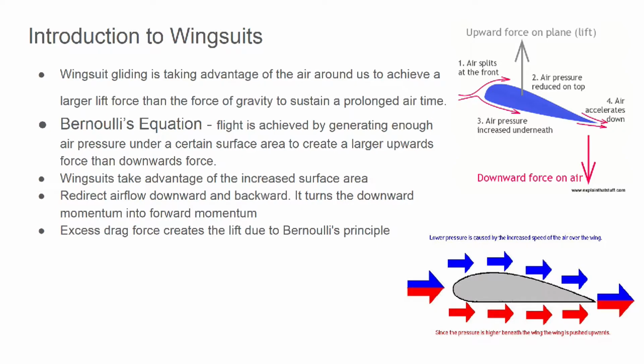So essentially, looking at a wingsuit, you can use an airfoil as an example. So we're using Bernoulli's equation, and you create enough upward air pressure and downward air pressure to cause a lift. The wingsuit then redirects the airflow, turning downward momentum into forward momentum. Excess drag force creates the lift for Bernoulli's principle.